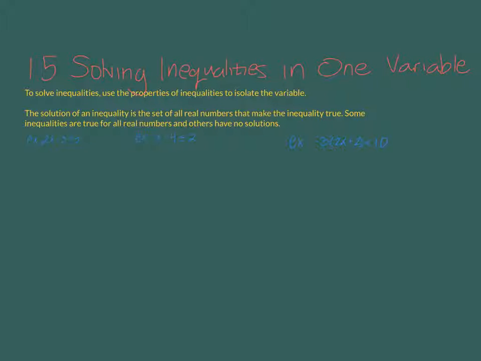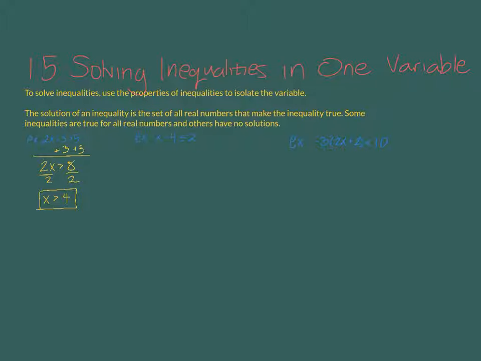The first example is 2x minus 3 is greater than 5. What we're going to do first is isolate the 2x, so we get the 2x on its own on the left-hand side. I'm going to add 3 to both sides of the inequality, so I get 2x is greater than 8. Then to isolate the x, I'm going to divide both sides by 2, so I get x greater than 4. So this is my answer.